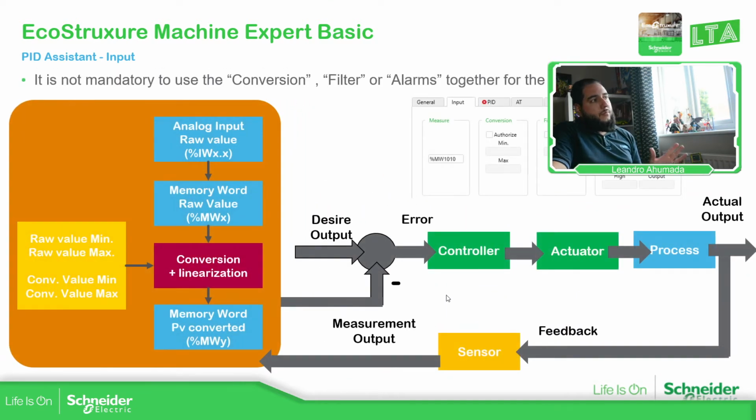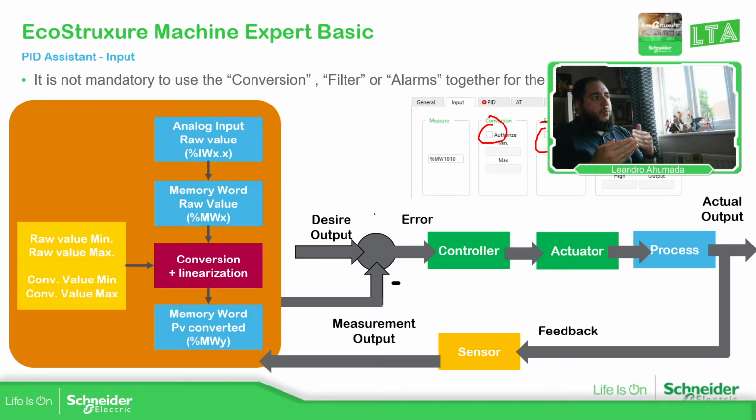So in case you don't want to use this one, you can make your own conversion without using the PID. It's one way to do it, and I will do it in that way, because if you use the conversion, the conversion will also be taking place for the set point that you want.